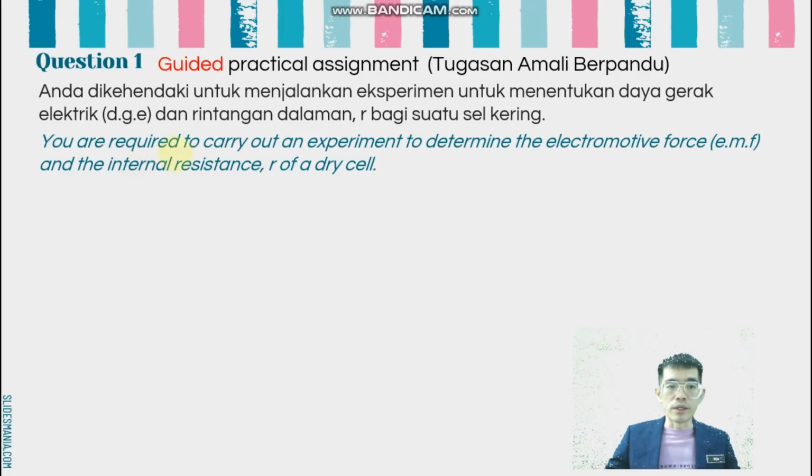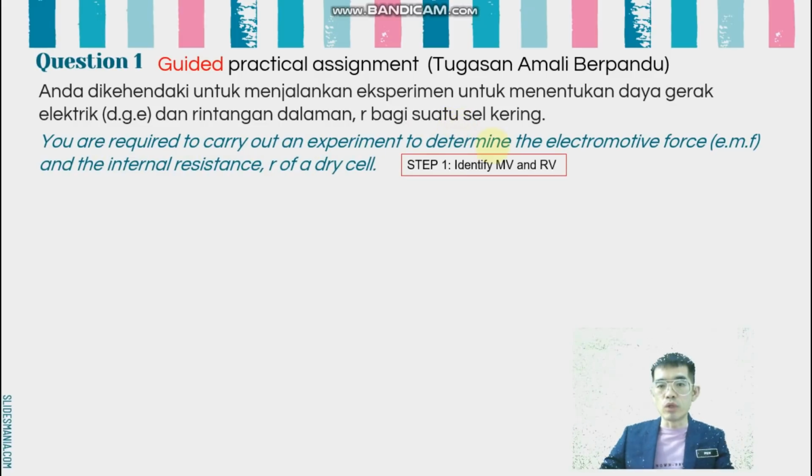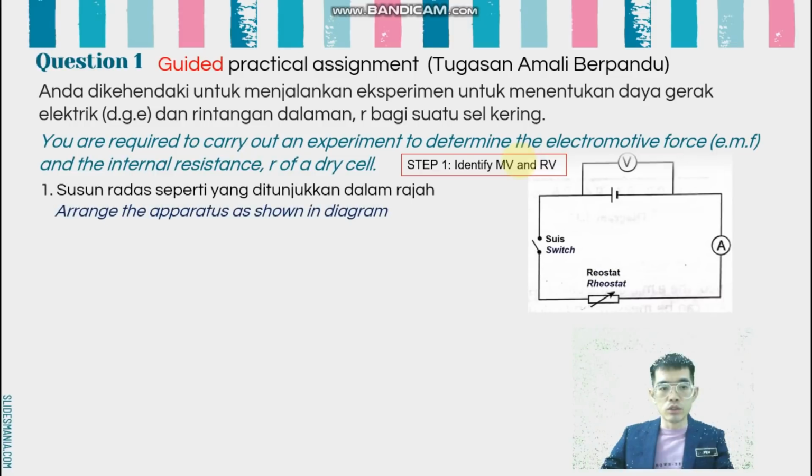You are required to carry out an experiment to determine the electromotive force, E.M.F., and the internal resistance, R, of the dry cell. In step 1, you have to identify the MV, manipulated variable, and the RV, responding variable, of the experiment. However, the MV and RV for this experiment are not stated clearly. But don't worry, you can get them from the procedure. First, arrange the apparatus as shown in the diagram. So this is the diagram.